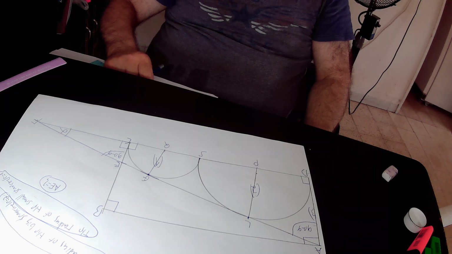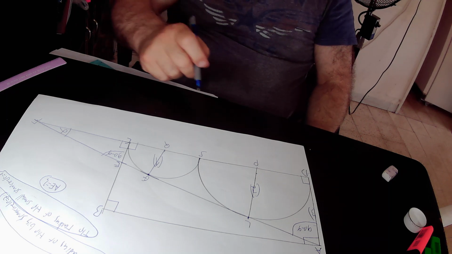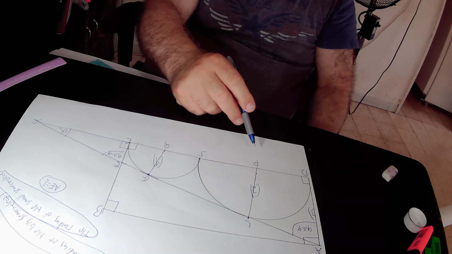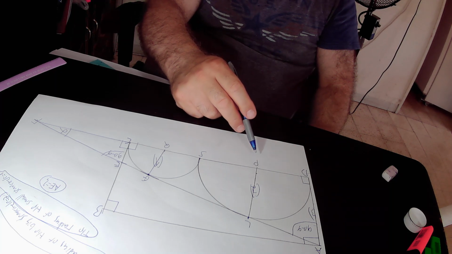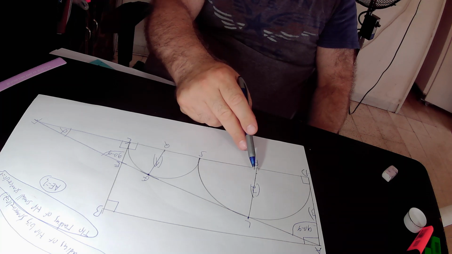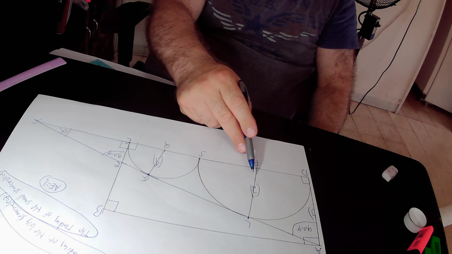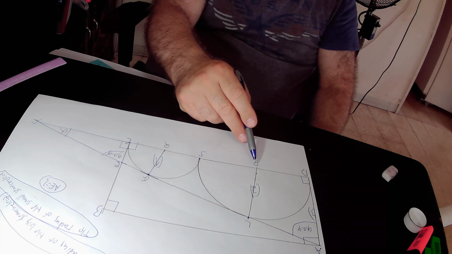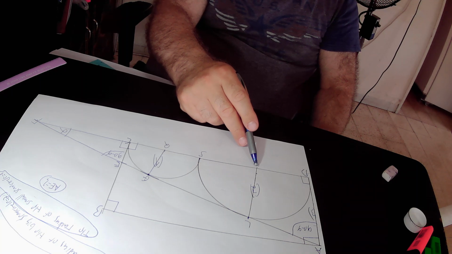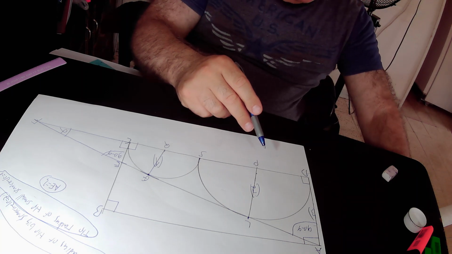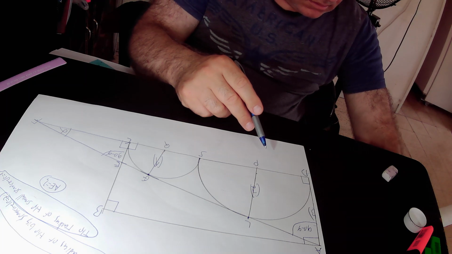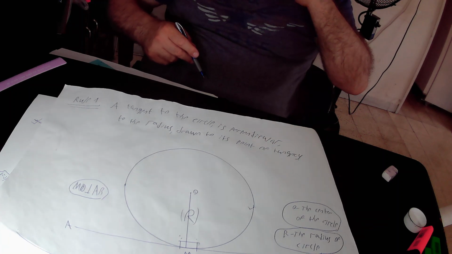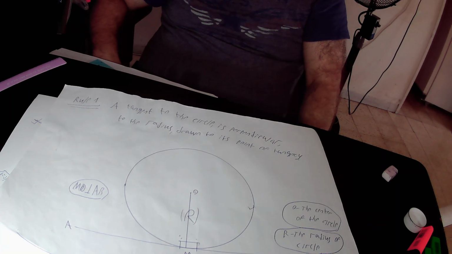In the next step, we will focus on the big semicircle. So PL is the radius of this big semicircle that is equal to 2 units in its length. Now we can implement here rule 1. So I'll repeat quickly rule 1. According to rule 1, a tangent to the circle is perpendicular to the radius drawn to its point of tangency.